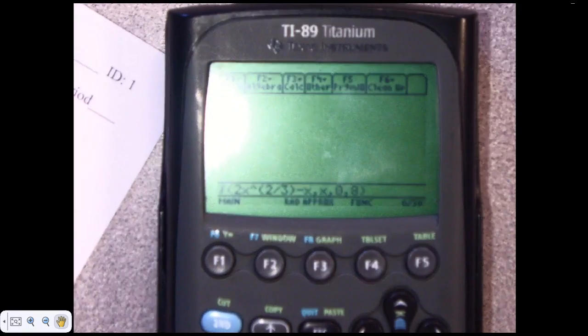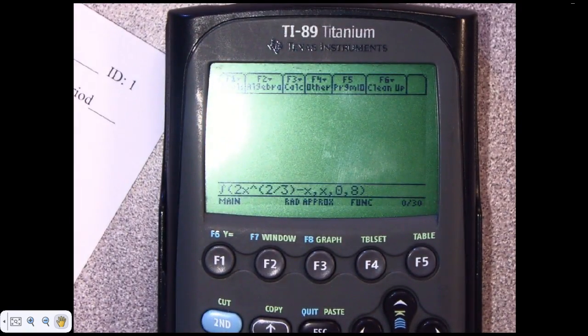So this is how you type it in. This is the top minus the bottom. This is like the dx basically. You tell the calculator we're working in terms of x here. That's your left hand x value. That's your right hand x value.